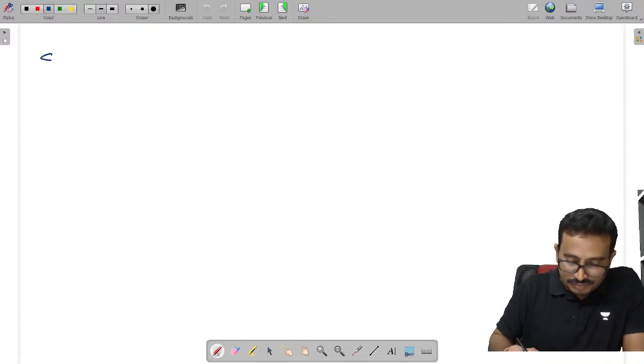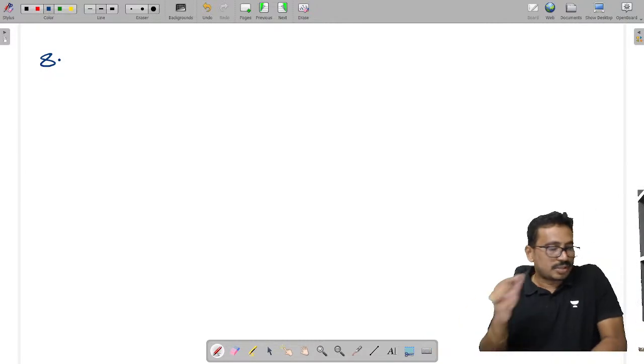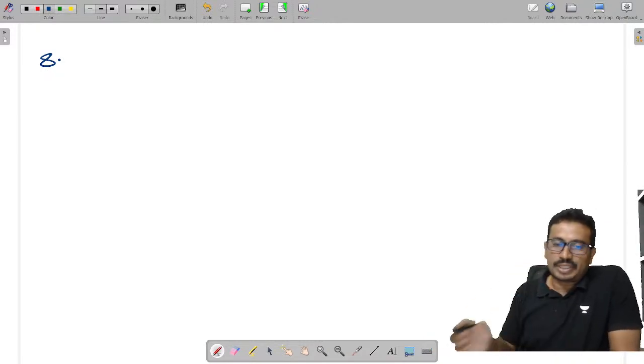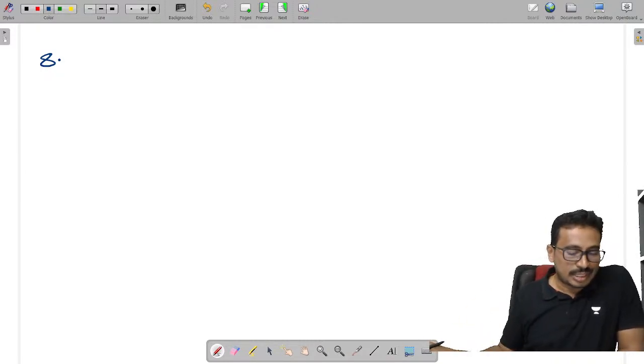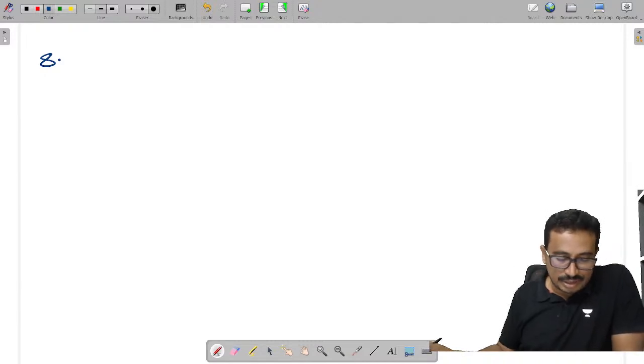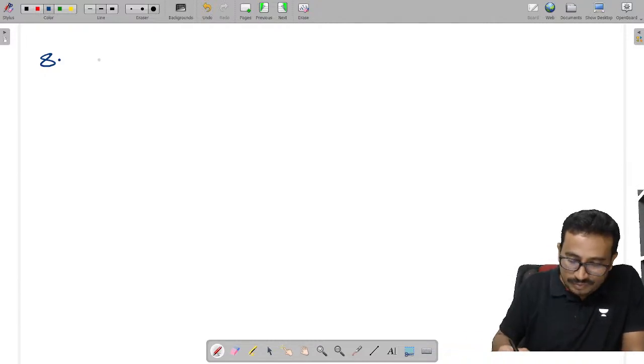The next one here. Coulomb's law has limitations. What are the limitations of Coulomb's law? Write down here: Coulomb's law is valid only when the charges are at rest.